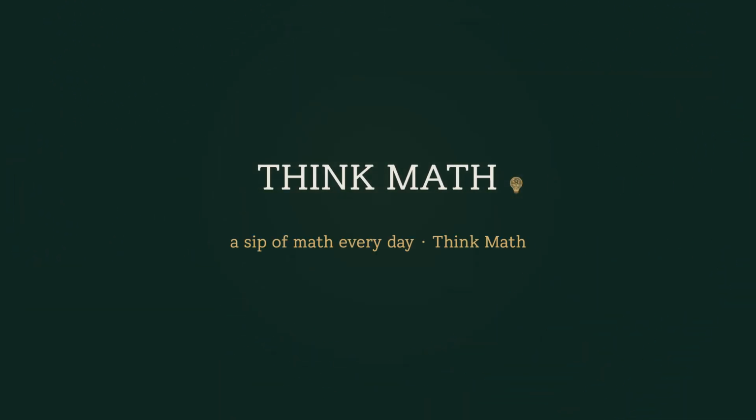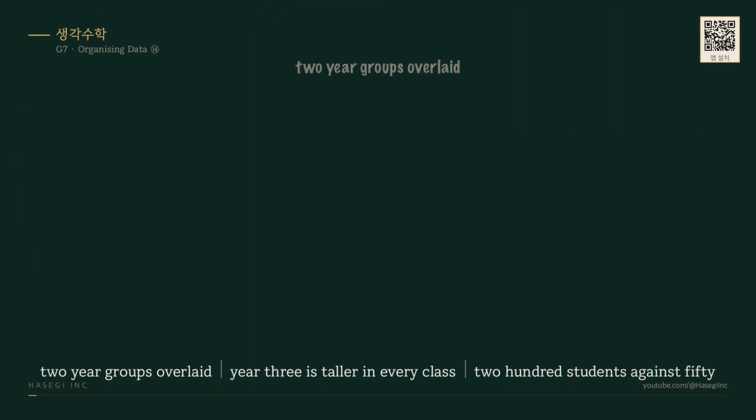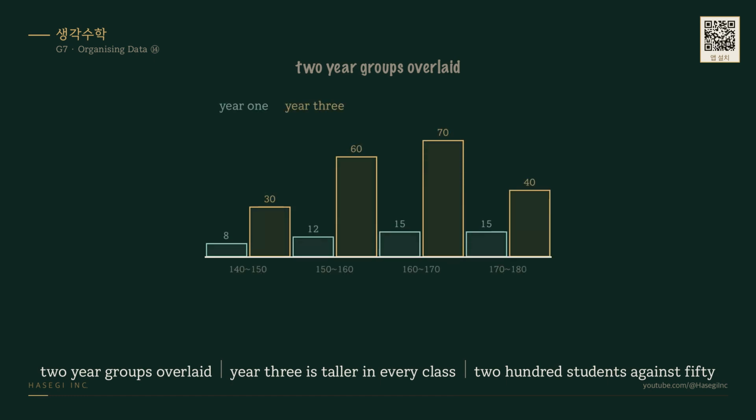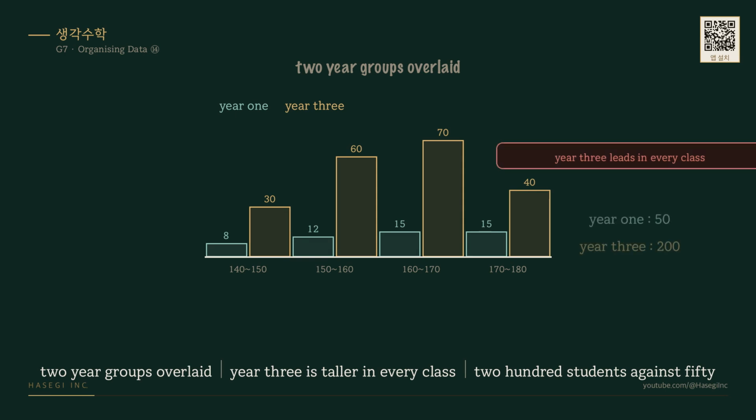Think math. We overlay histograms of heights for year 1 and year 3. Year 3's bars are taller in every single class, more of them in every interval. That cannot be right. Year 3 has 200 students and year 1 has 50. What is this picture actually comparing?